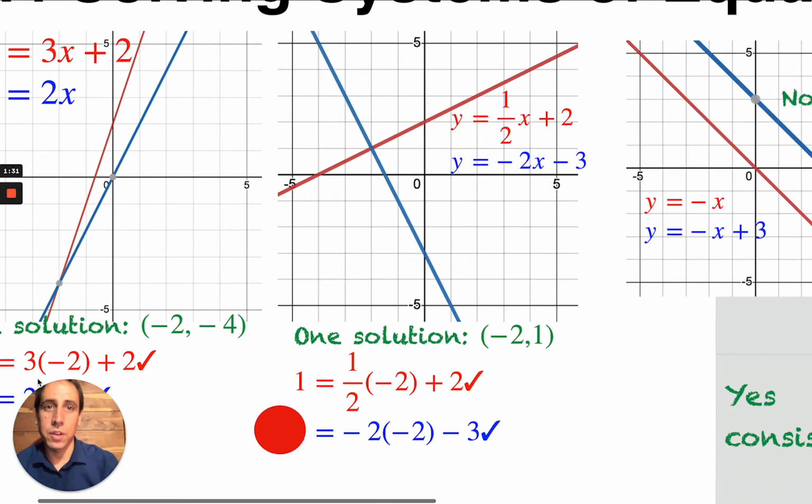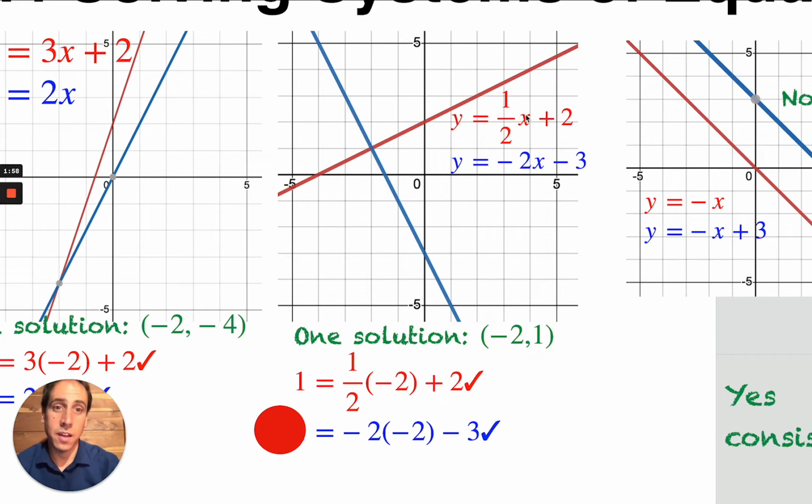Here we can do the same thing. These were easy to graph equations, but it's also true for a bit harder to graph equations over here. Here's the red one, and here's the blue equation, and they're graphed. And there's one intersection point right there at (-2, 1). It works in both equations. So if you let x equal -2 and let y equal 1, you can check to make sure that yes, in fact, it is a solution in both of them.